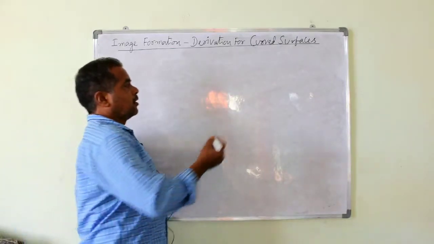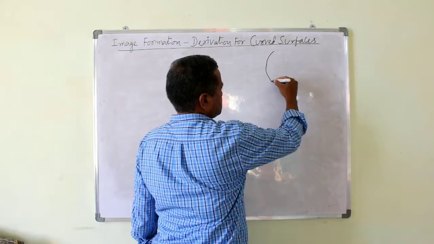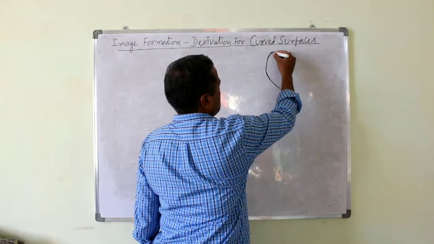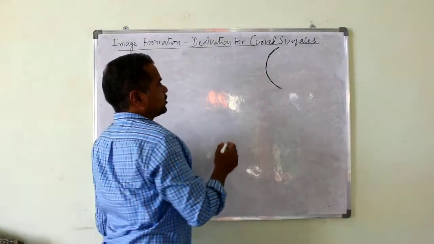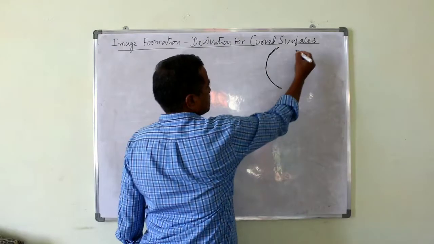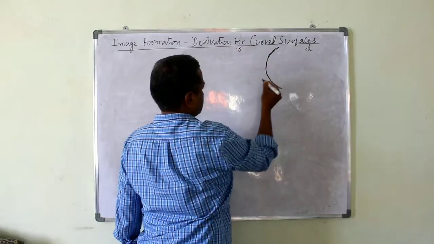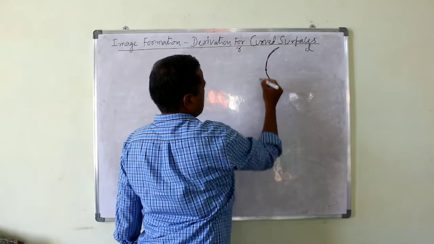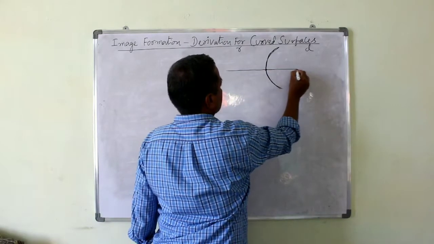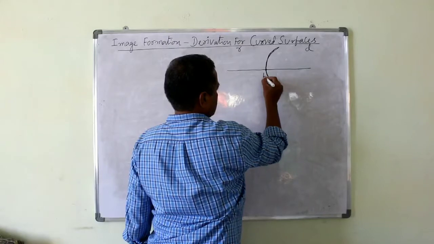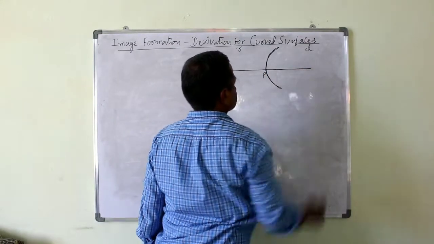For this, we assume one situation in which one curved surface separates two transparent media. So this is treated as a denser medium, and this is treated as a rarer medium. This is the optic center P, and the line passing through the optic center is called the principal axis.